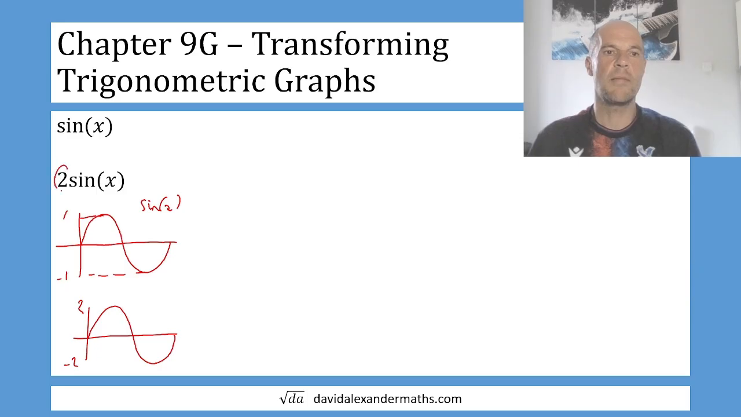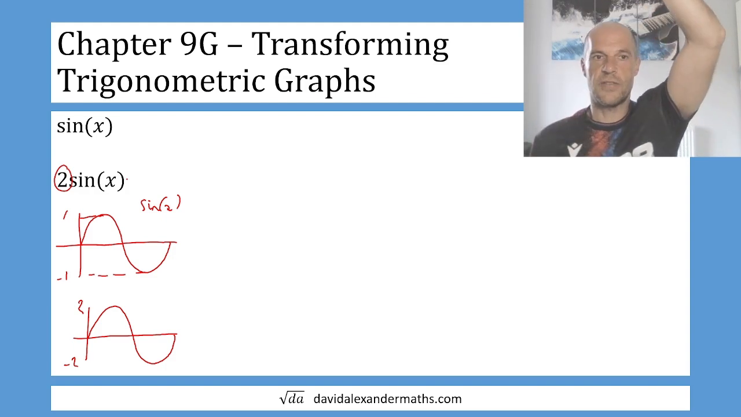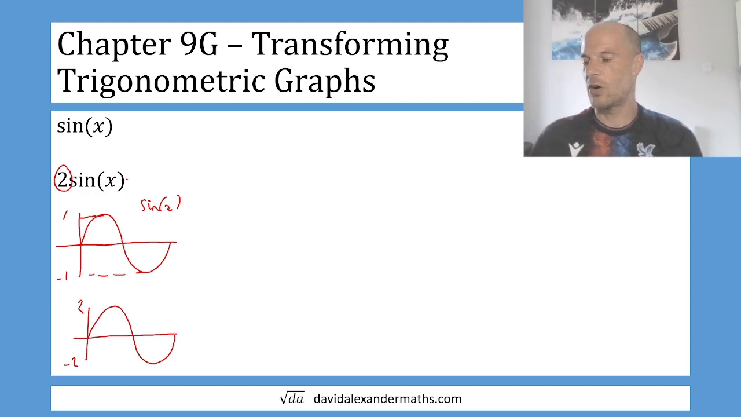So when you've got a number in front of the sine of x or the cos of x, then that is just a stretch with a scale factor 2 parallel to the y-axis. So it's just a vertical stretch with a scale factor of 2.